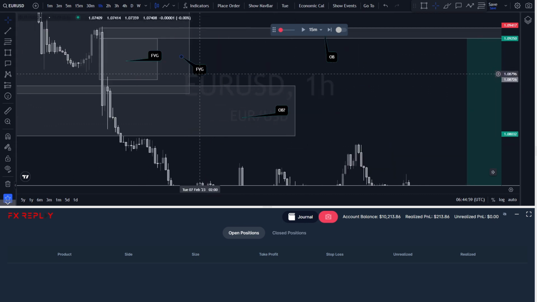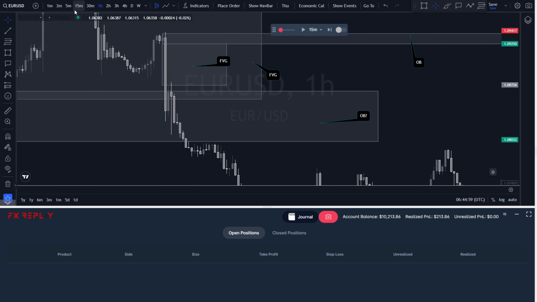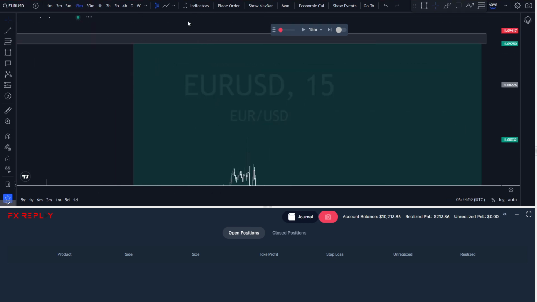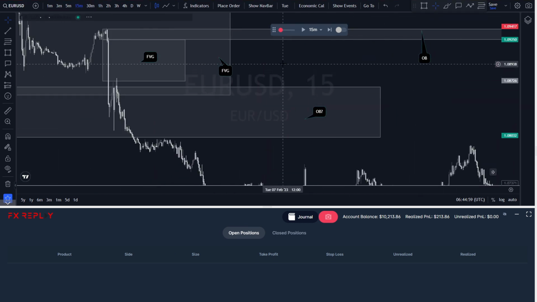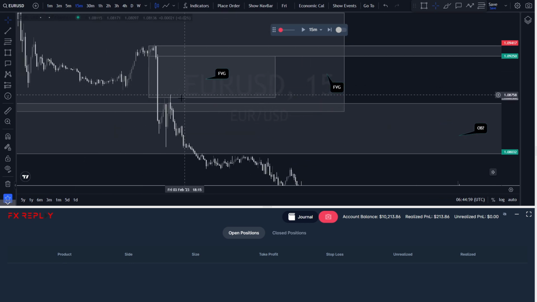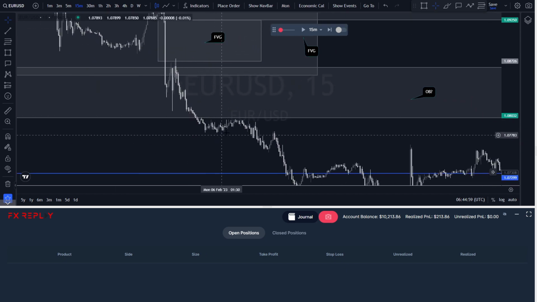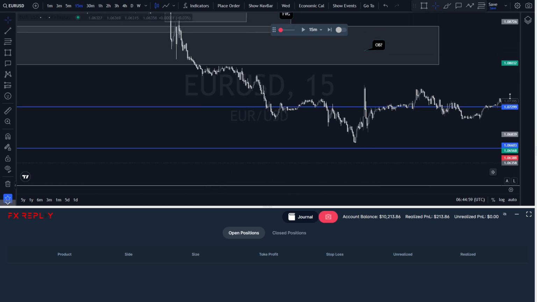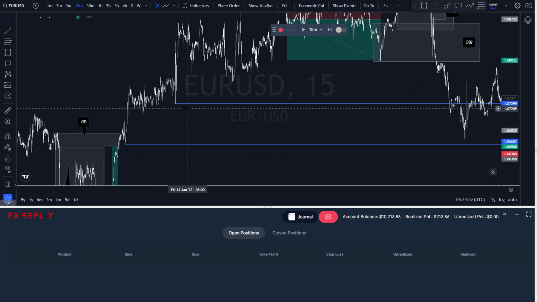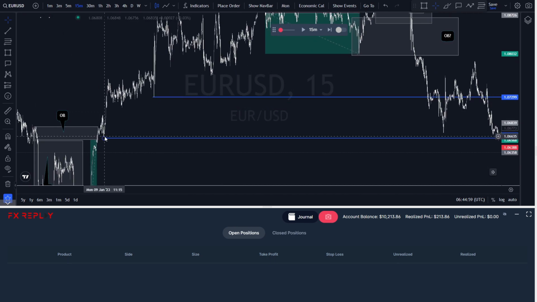And right here it dipped into the fair value gap again, so that could have been an opportunity to trade, right? To enter for a trade, like here. Right here it dipped into it, then wait for the break of structure, okay, and then once it's here you can aim for this liquidity and for this liquidity.